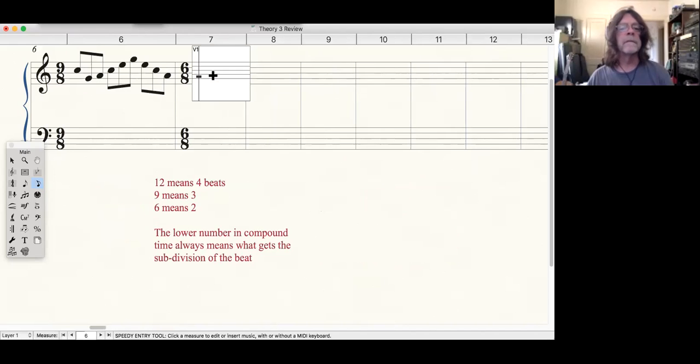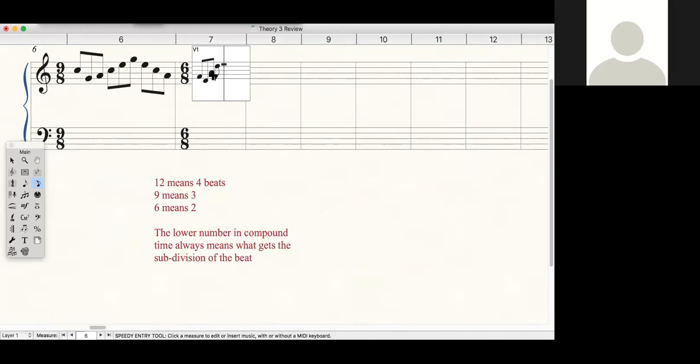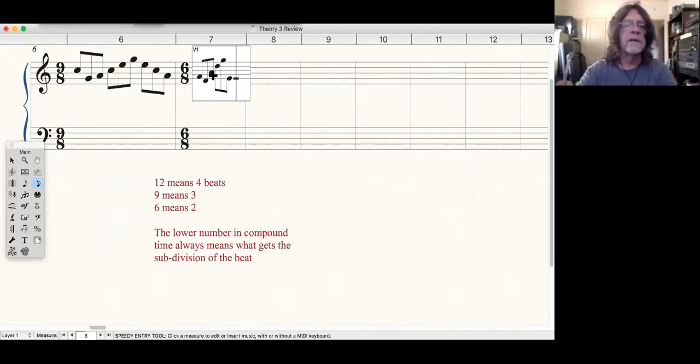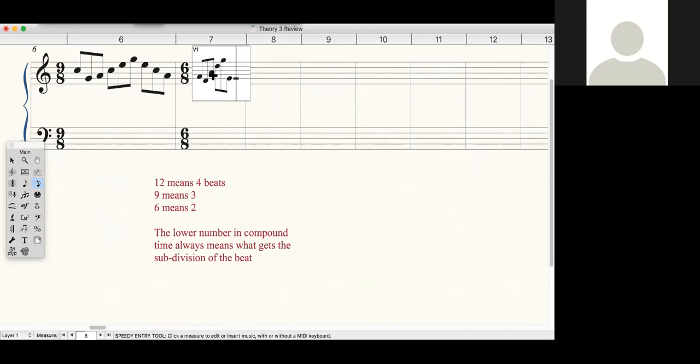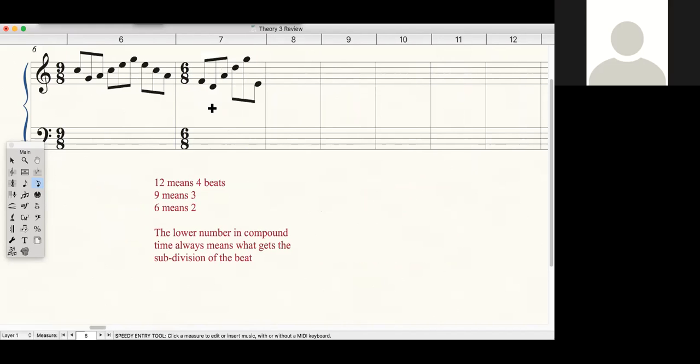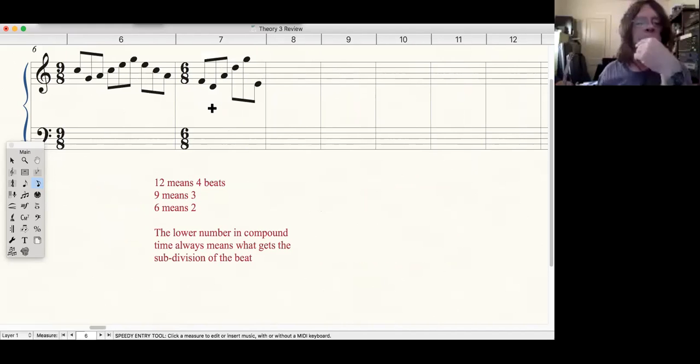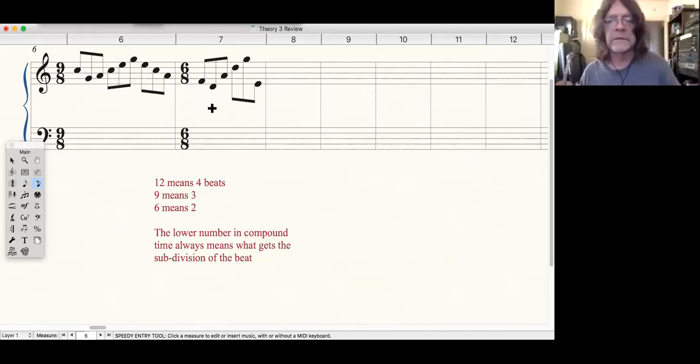In 6/8, are you hearing my piano sound? Yeah. Slightly. It's being picked up by my microphone because it's coming out of the computer and my microphone's pretty responsive.